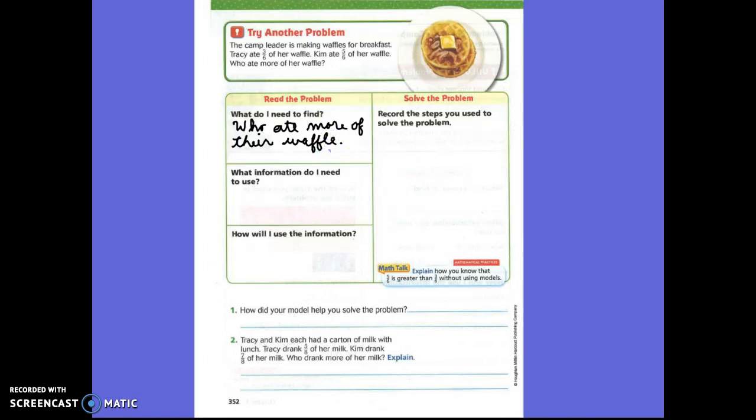Tyson, what is the first part of the information? Tracy ate 3/6 of her waffle. And Jacob, what was the second most important information? Kim ate 5/6 of her waffle.